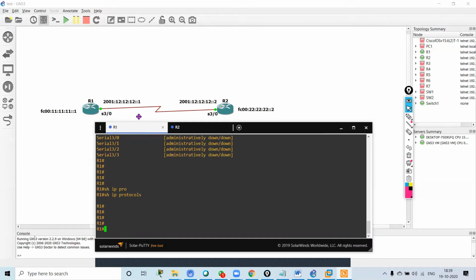So 1, 2, 3, 4. Fourth is the 12. Let's say at the fourth there is a double colon, then how will we know what is there? It is 0 on the fourth quartet. If it is a double colon, then we will consider it as a 0 only. The subnet can be 0.